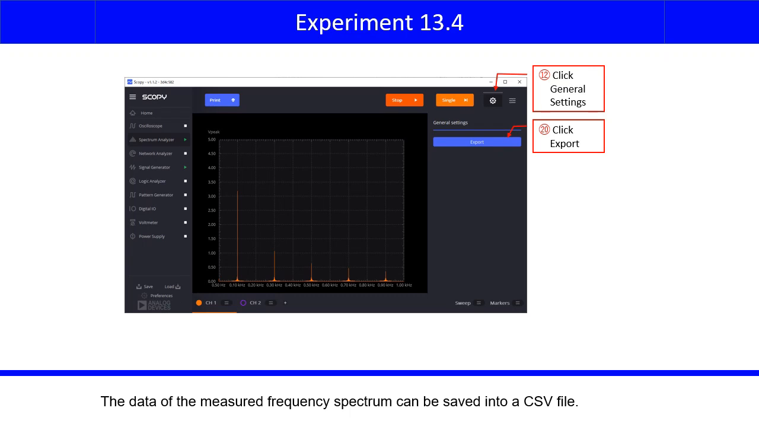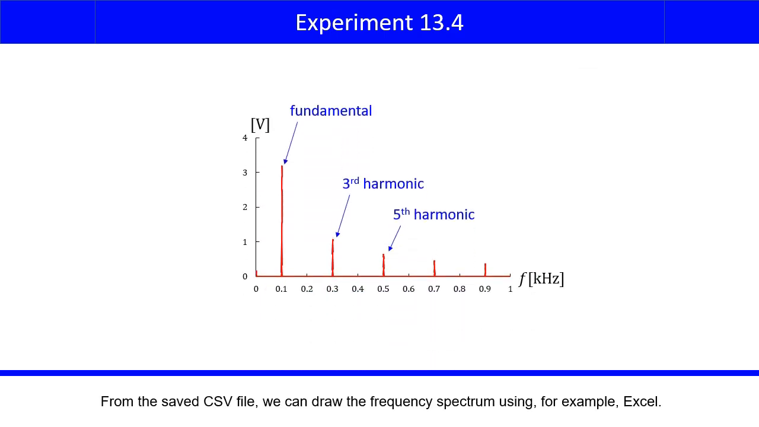The data of the measured frequency spectrum can be saved into a CSV file. From the saved CSV file, we can draw the frequency spectrum using, for example, Excel.